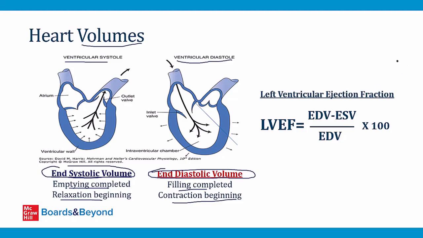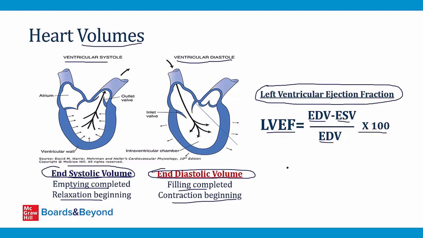We can also use these two volumes to define an important term called the left ventricular ejection fraction. This is basically the percentage of blood that the left ventricle ejects with each squeeze of the chamber. So the left ventricular ejection fraction is equal to the difference between the end diastolic volume, that's the maximum volume of blood in the chamber, and the end systolic volume, the smallest volume of blood in the chamber. And then we divide that by the EDV and multiply by 100.